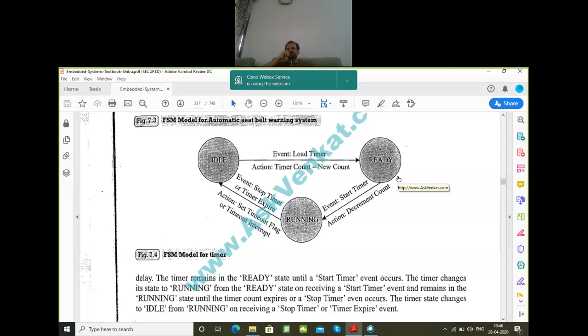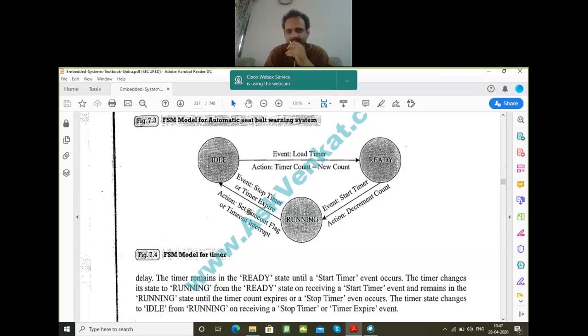So what is the function of the timer? To count. So the timer was in idle state, it is loaded with a new count and the timer is ready. If suppose some event occurs, the timer starts and begins to decrement, and the timer is running now. After the timer finishes, the time expires, meaning 00. Time expires means stop timer, then the event will be over and again it will move to idle state.